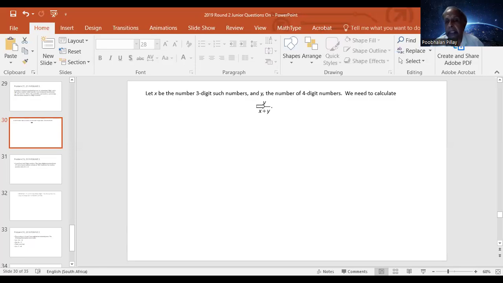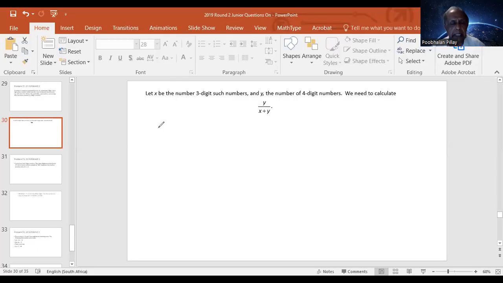That's the probability that you will pick a 4-digit number. That's what you mean by probability. What are the chances of picking a 4-digit number, right? It's usually a fraction or a percentage. So it's the number of ways of picking a 4-digit number over altogether. And altogether, you get X plus Y because I've given X to the number of 3-digit numbers. So we need to calculate X and we need to calculate Y. So let's do that now.